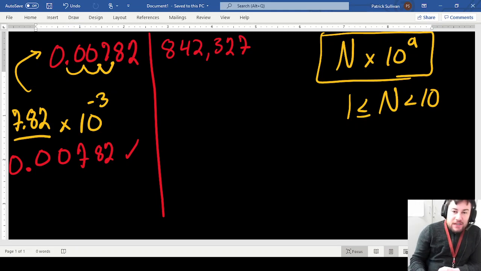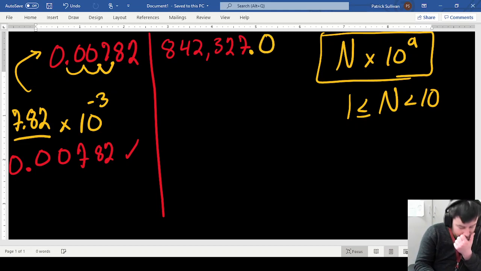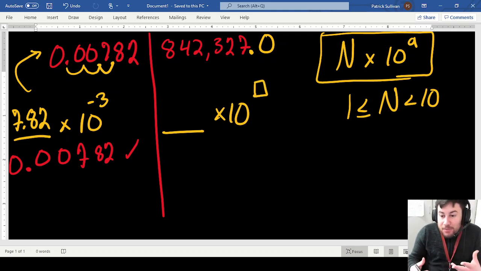All right, let's take a look at our next one. I've got 842,327. The first thing to do here: there's no explicitly shown decimal place in this original number, so I'm going to add that in, right at the end of the number. And again, I like to set up what my scientific notation needs to look like: some number greater than or equal to 1 and less than 10, times 10 raised to some number.